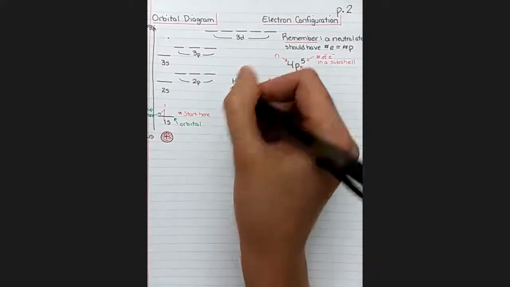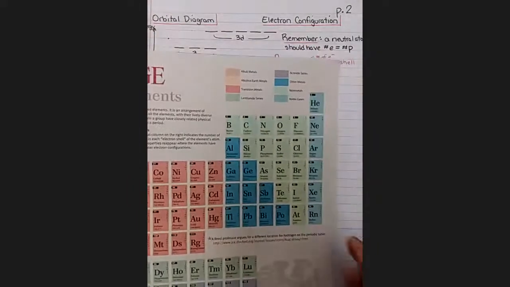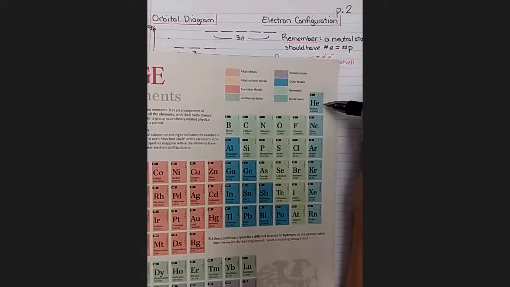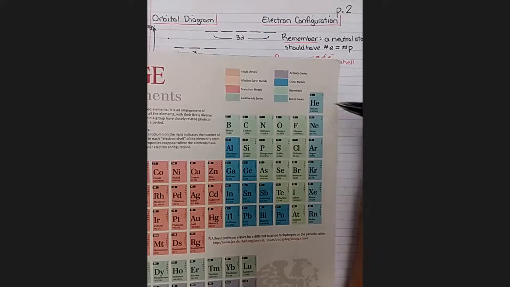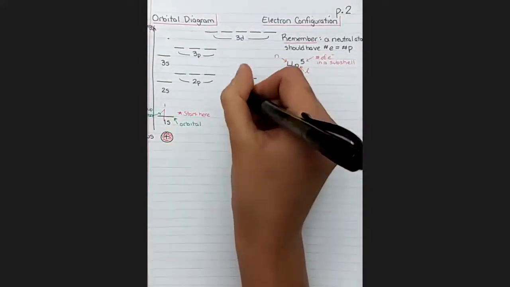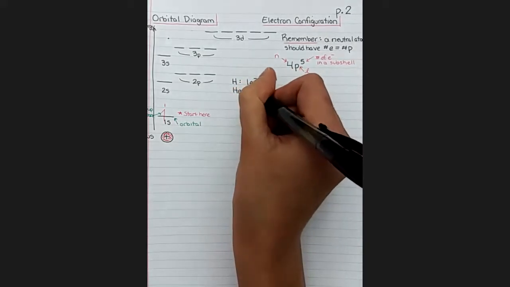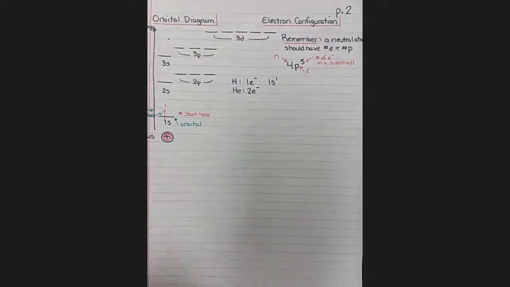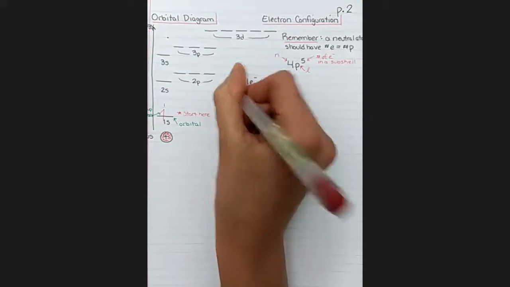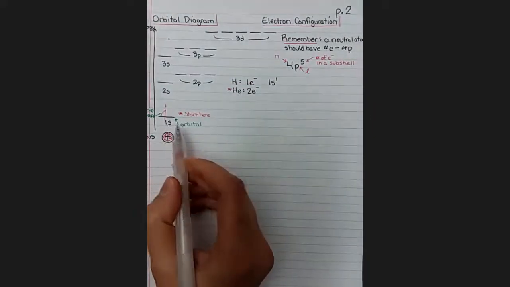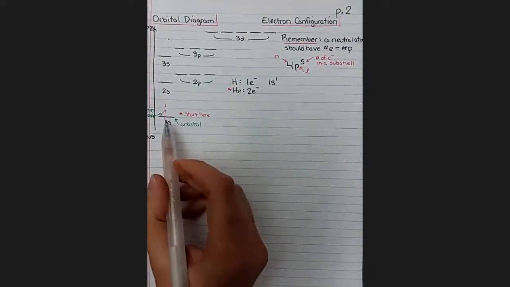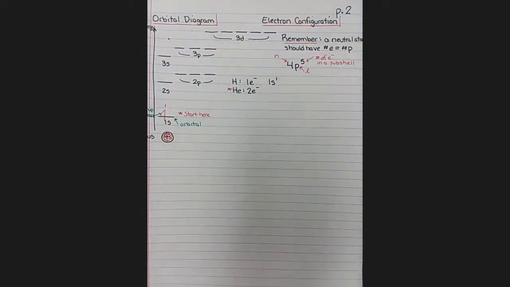So let's go ahead and move our way down the periodic table. Let's move to the element that has 2 protons and 2 electrons in a neutral form, and that's helium. Helium has 2 electrons, and we are forced to put an electron somewhere else, but we need a new rule to help us decide where to put it.